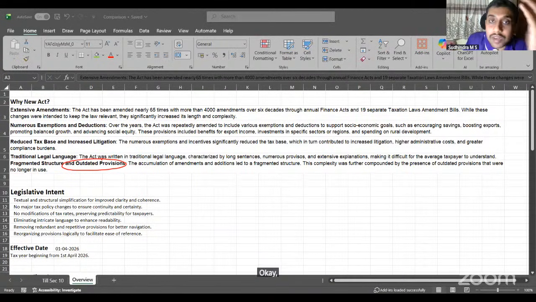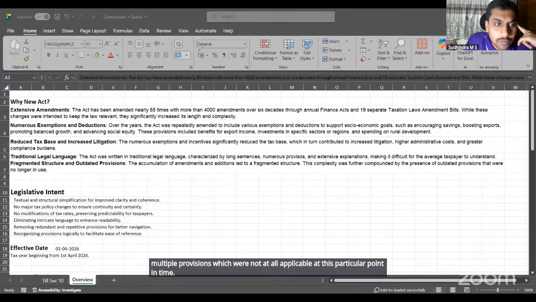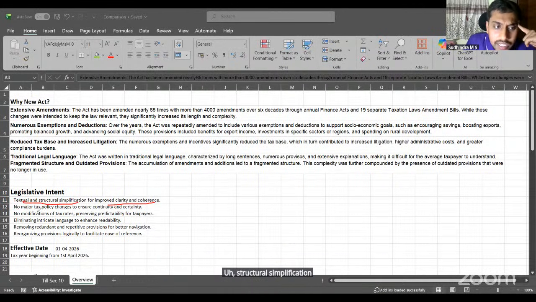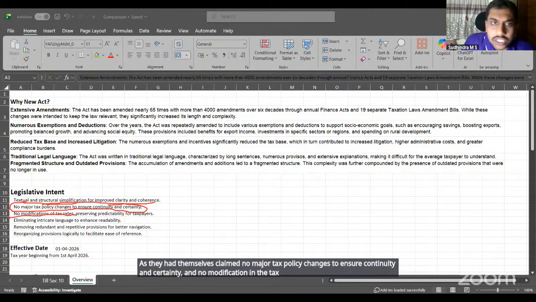Because of that elimination, the number of sections has reduced. Else it is not possible for them to reduce the law. There were multiple provisions which were not at all applicable at this point in time. Those provisions have been completely eliminated. What was the objective? What was the intent of the legislature? Structural simplification for improved clarity, as they themselves claimed, no major tax policy changes to ensure continuity and certainty, and no modification in the tax rates. They have not touched those things at all.